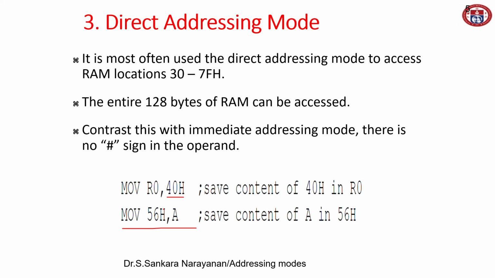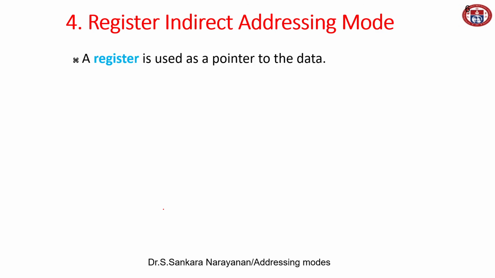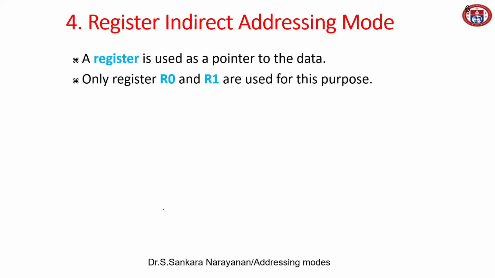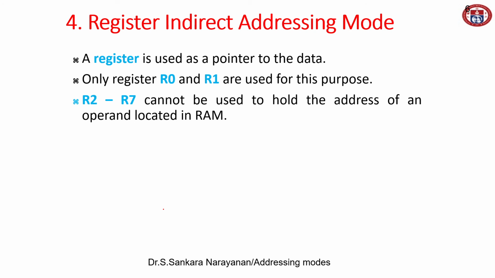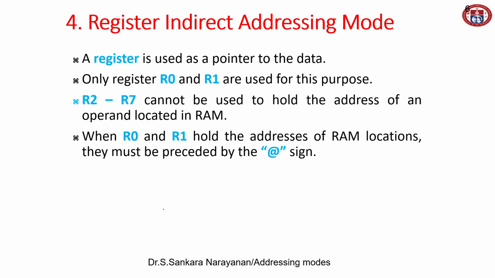The next mode is register indirect. Here a register is used as a pointer to the data, and only two registers are used for this purpose. We have 8 registers from R0 to R7, but in register indirect addressing mode we use only two registers, R0 and R1. R2 to R7 cannot be used to hold the address of an operand located in RAM. R0 and R1 hold the addresses of RAM locations, and must be preceded by the @ symbol.